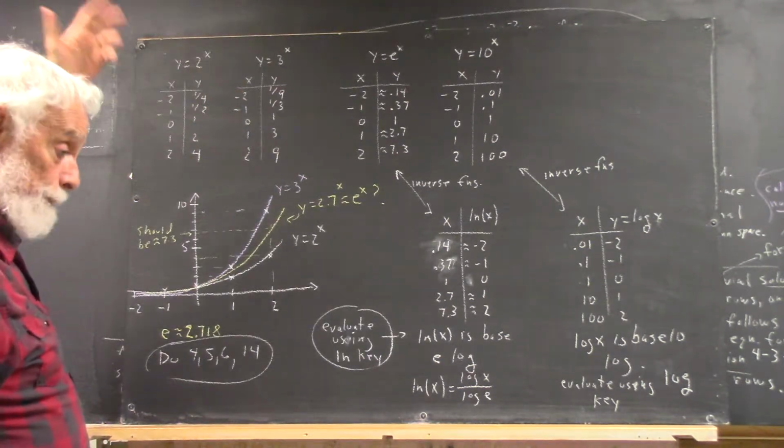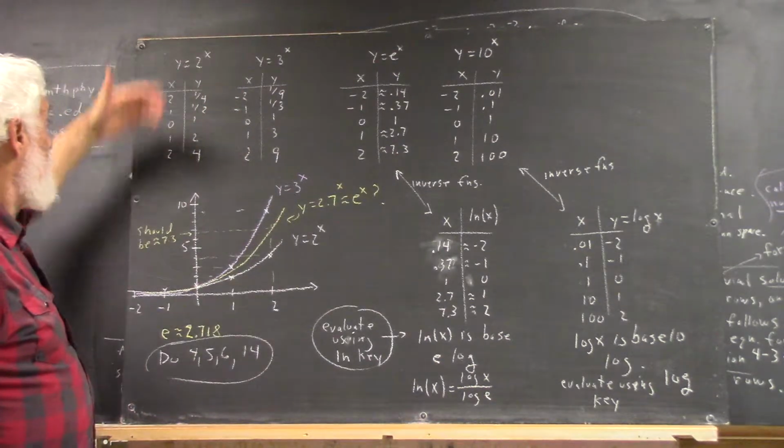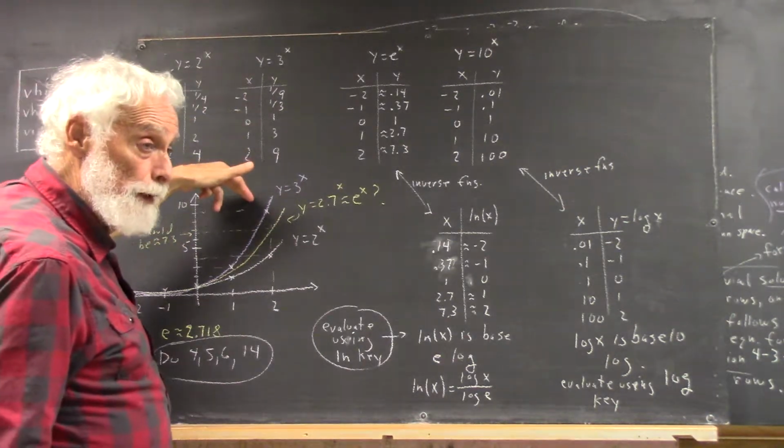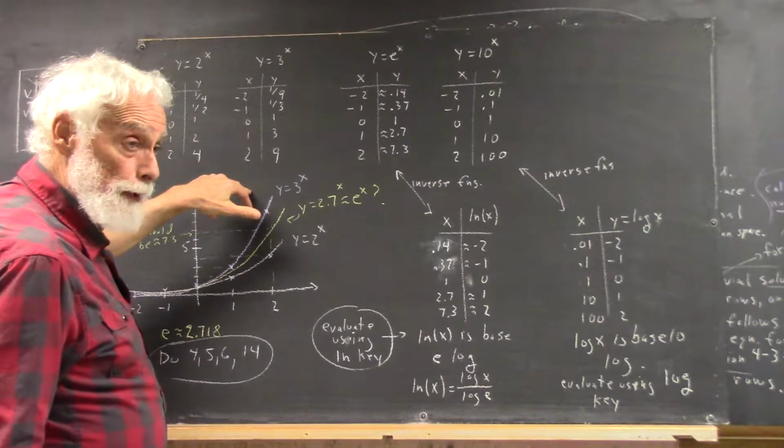The tables are very easily made. If we understand how we calculate the values of 2 to the x, we can easily calculate the values of 3 to the x, and these are the values that we get.